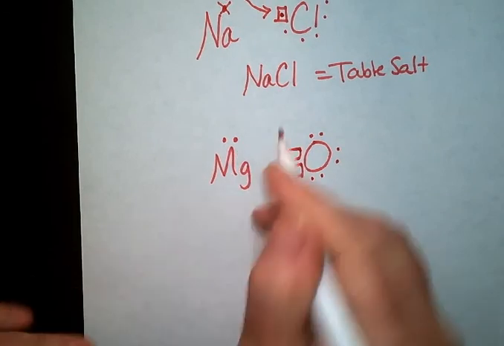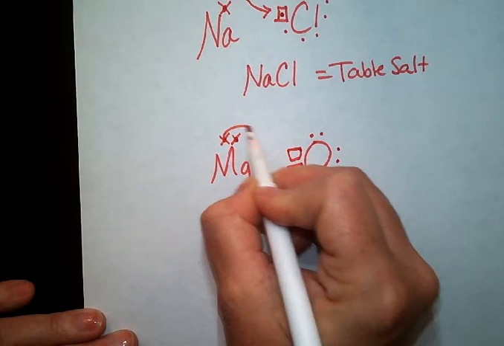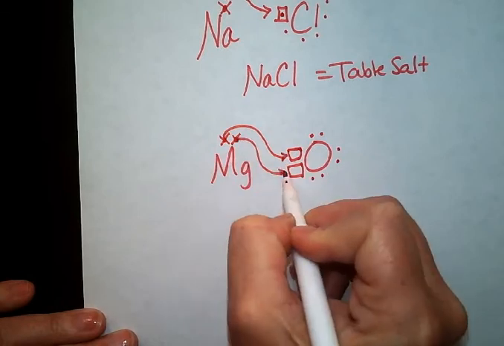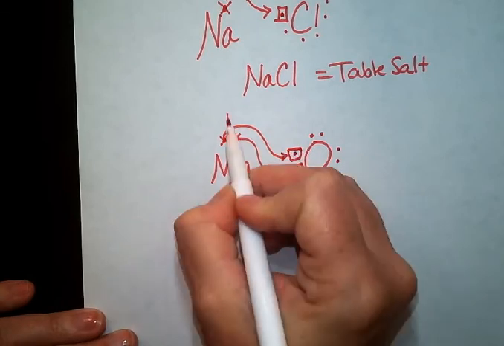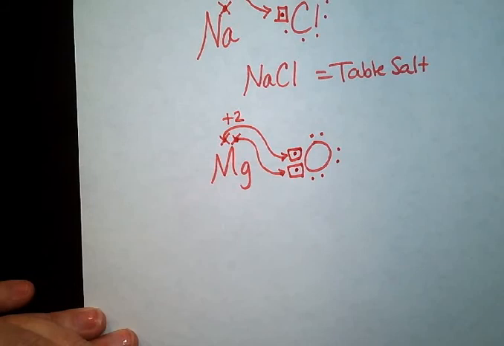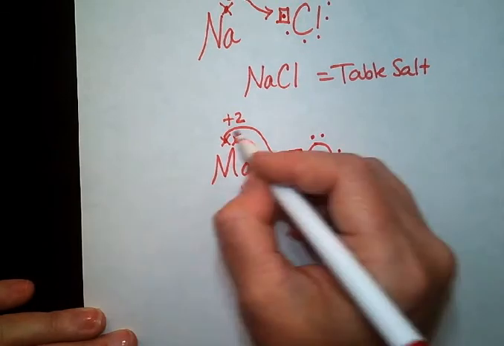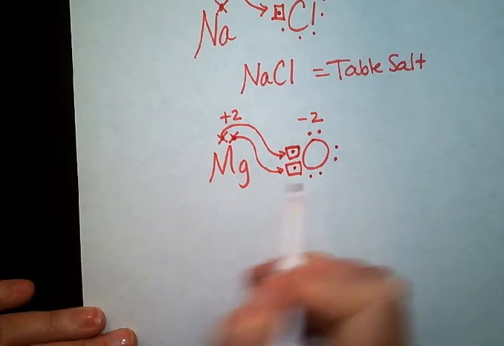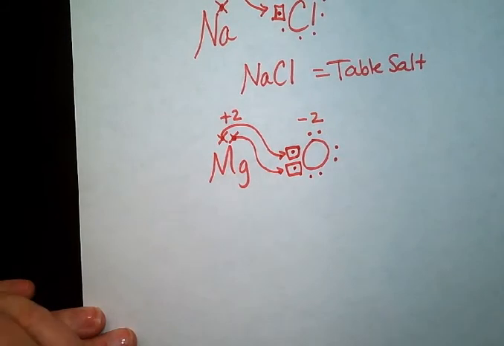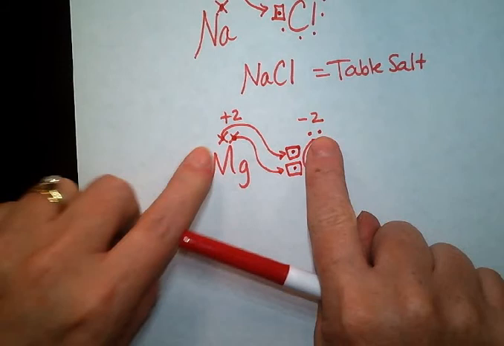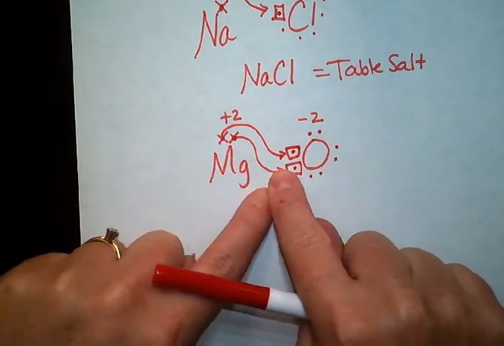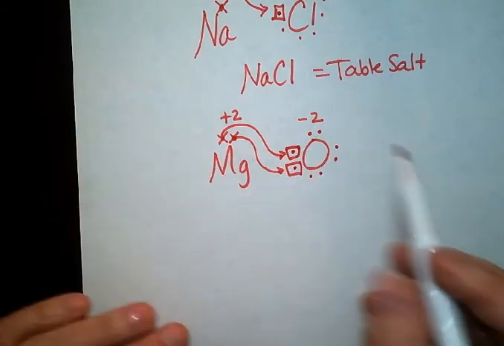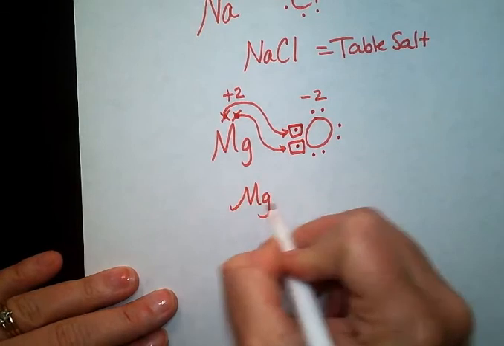Magnesium is going to take those 2 electrons and give them to oxygen. So magnesium now has a +2 charge because it lost 2 electrons. It dropped down in energy level and it's stable. Oxygen has gained 2 electrons. It is now full because it had 6, it gained those 2, and it now has 8. Because they're negatively and positively charged, they're going to attract each other. And this is known as magnesium oxide.